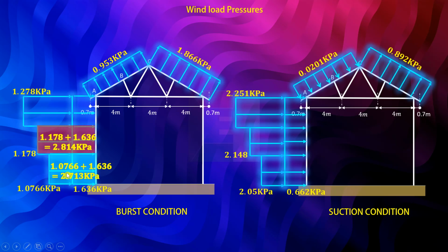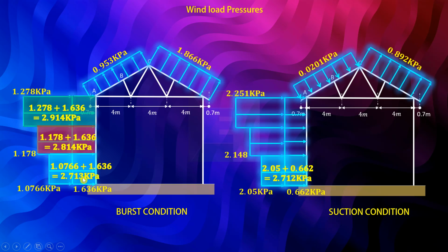Okay. And then dito naman is 1.178. So, bali dito blank pa na. No? Bali, dito na lang lahat. So, 1.178 plus 1.636 is equivalent to 2.814 kPa. And dito naman is 1.278 plus 1.636. We have 2.914 kPa. So, ganun din dito, no? For the suction side, 2.05 plus 0.662. So, we have 2.712 kPa.